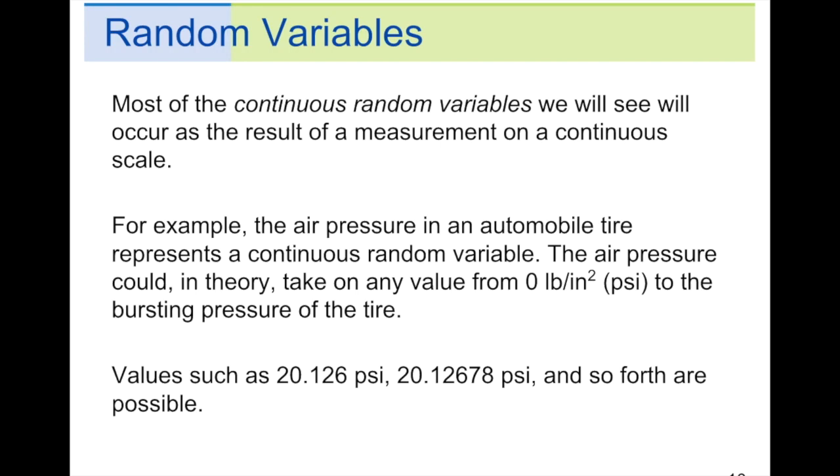Most of the continuous random variables we will see will occur as the result of a measurement on a continuous scale. For example, the air pressure in an automobile tire represents a continuous random variable. The air pressure could in theory take on any value from 0 pounds per inch squared, psi, to the bursting pressure of the tire. Values such as 20.126 psi, 20.12678 psi, and so forth are possible.